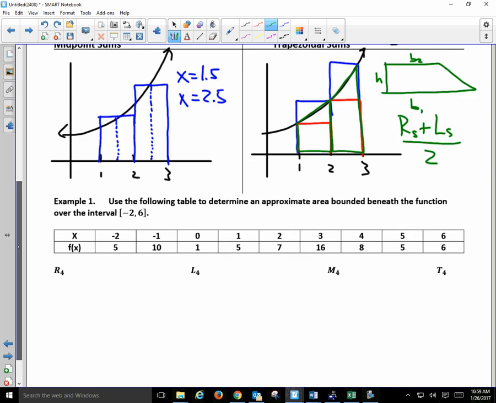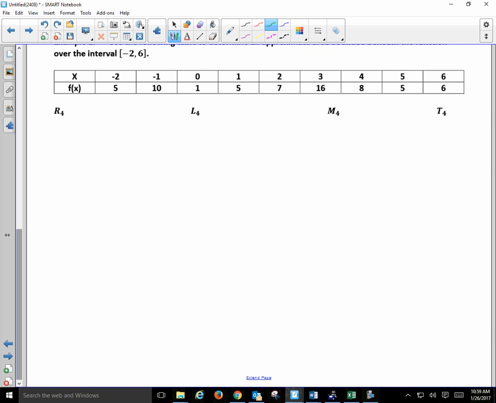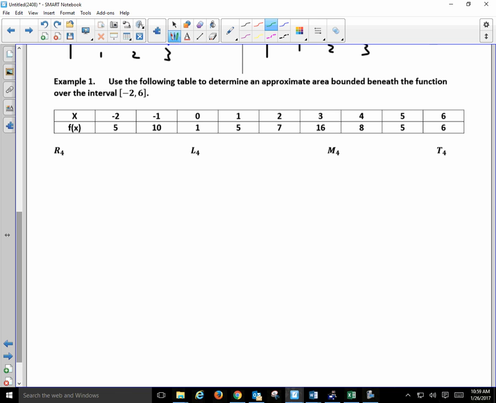So the notes will take us pretty much the hour, but the first few we could get through pretty quickly if you really focus. This is a type of problem we've seen that's very similar before, but this time we're going to lay it out a little bit differently with our different types of sums. Use the following table to determine the approximate area bounded beneath the function over the interval -2 to 6. So the first thing that we do is determine the width of the interval. 8. So this says we want the right-hand sum of 4 rectangles, so 4 subintervals. Therefore, the width of each rectangle would be 2.